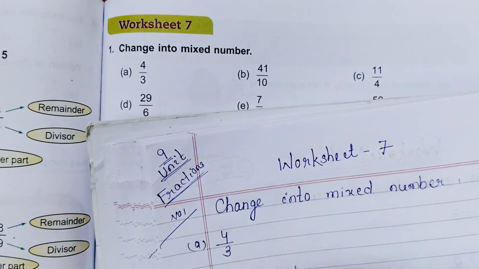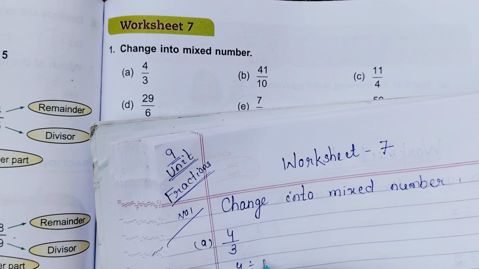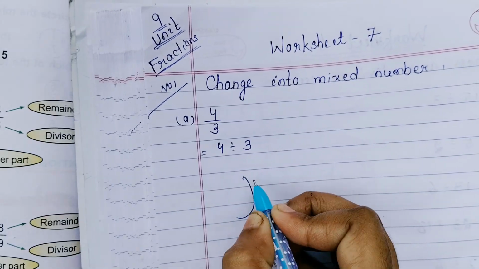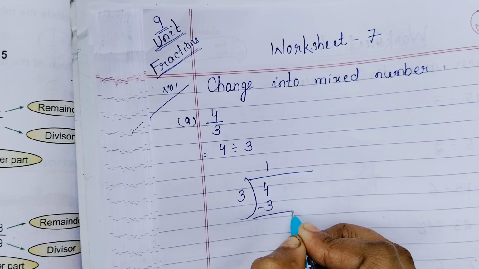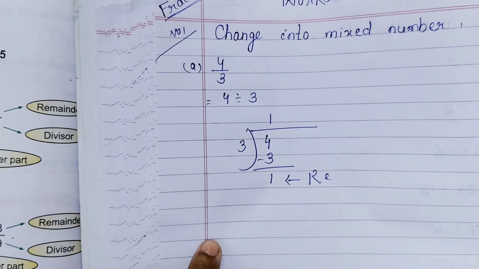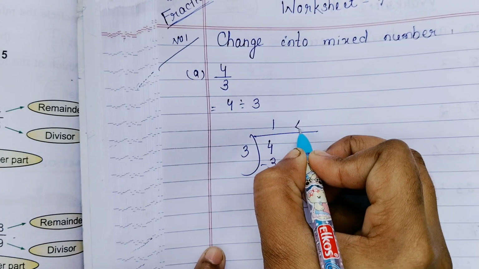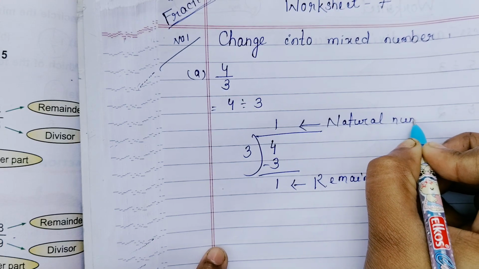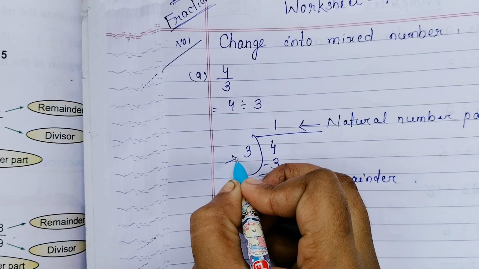So first we solve 4 by 3. 4 by 3 can be written as a division sum, 4 divide 3. Now we divide it. 3 1s are 3. 4 minus 3 equals 1. It is the remainder part, and this is the natural number part. And it is the divisor.